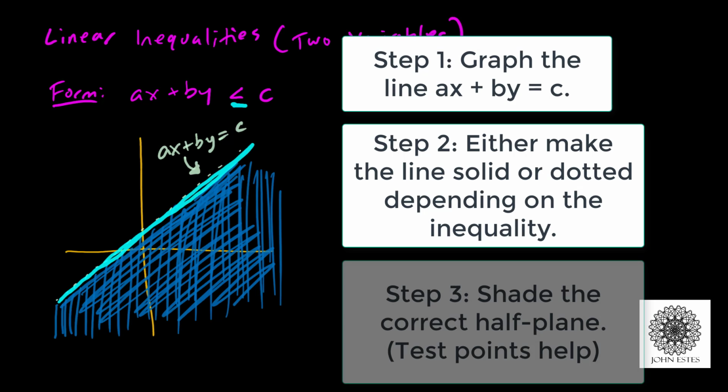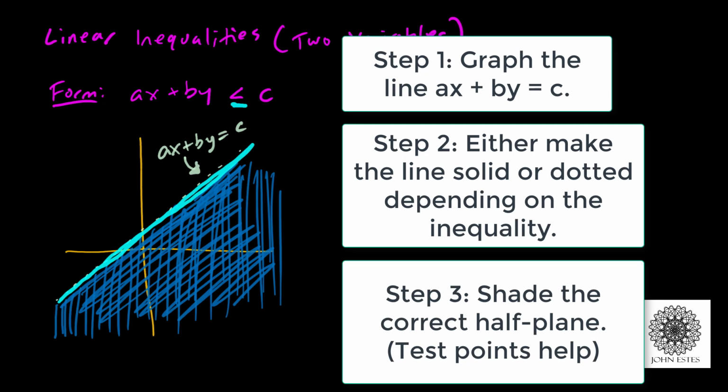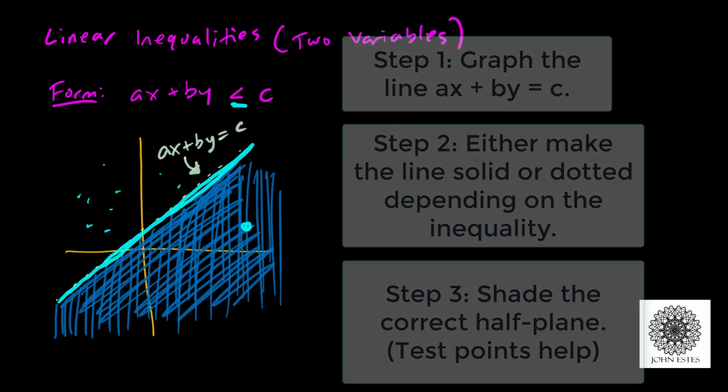And then step three is determine which part of the plane do I shade. Do I shade the top part like up here, or do I shade the blue part like I did? You can do that by figuring out a test point. You just pick a point somewhere out here, plug it in, and see if you get a value less than c. Alright, so let's look at some examples, and hopefully this will make sense.